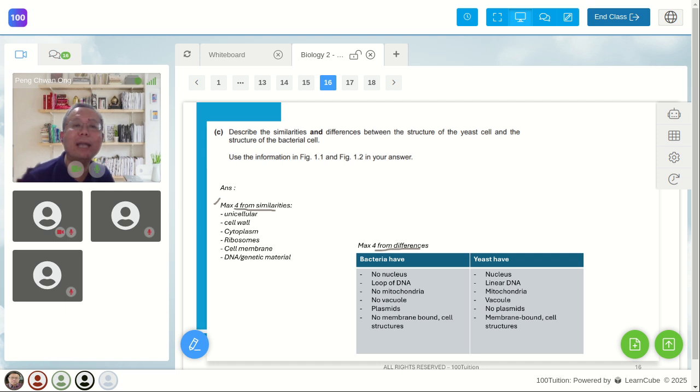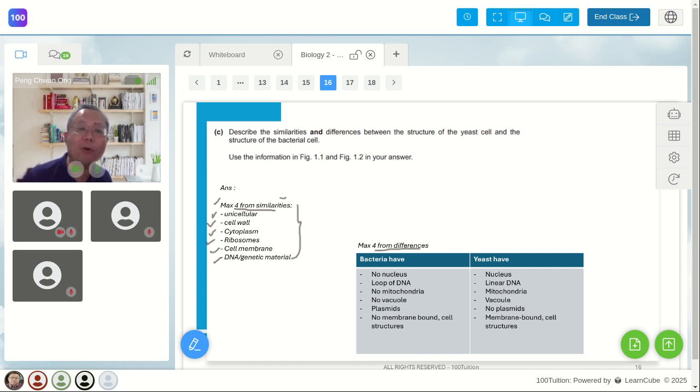Okay, so you can choose any 3 or 4 from the similarities. So we know the similarity between yeast cell and bacterial cell. First, they are unicellular. They have cell walls. Based on the diagram, we actually know they have cell walls. They have cytoplasm. They have ribosomes. They have cell membranes, and they both have DNA or genetic material. So just any of the 4, and you will get the 4 marks here.